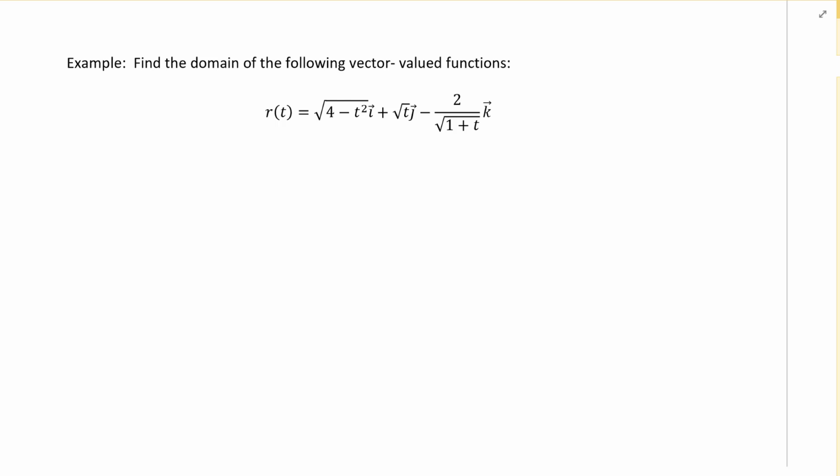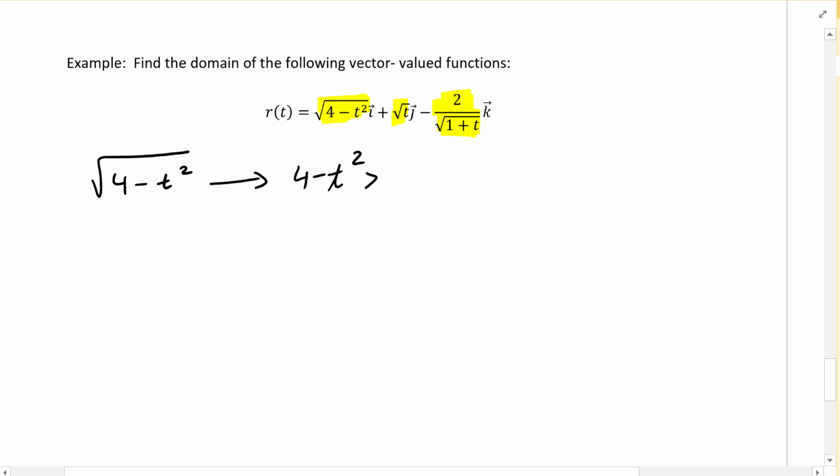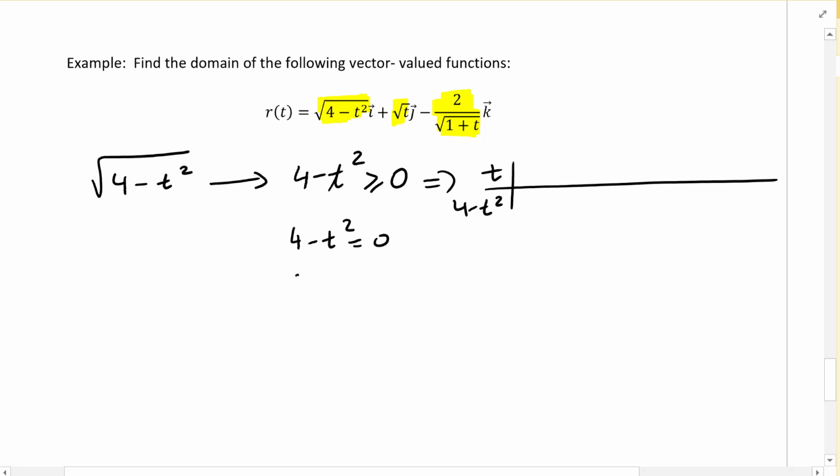Find the domain of the following vector valued functions. So the domain is actually given by the largest interval on which all these functions are defined. So let's take a look at each of these functions and find their domains individually. So square root of 4 minus t squared, for this to exist, we have to have 4 minus t squared greater than or equal to 0, which means if we set 4 minus t squared equal to 0, this gives us t is plus minus 2. So we put here negative 2, 2. We have to put them in the order they are on the number line.